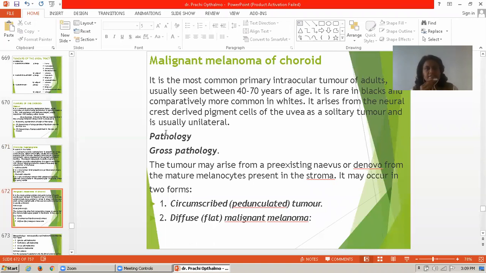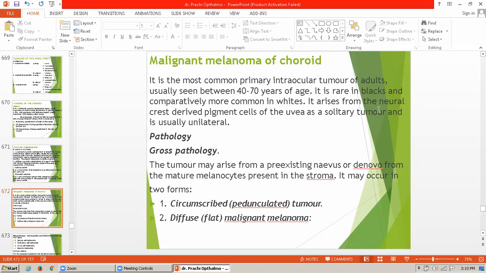Then next is a malignant melanoma of the choroid. It is the most common primary intraocular tumor of adults and usually seen between 40 to 70 years of age. It is rare in blacks and comparatively more common in whites.